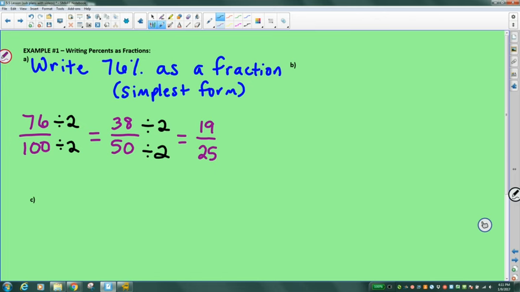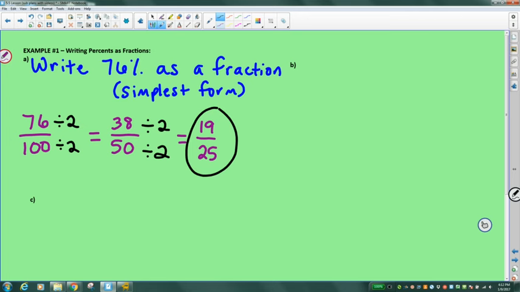Okay, look, they're not even. Neither of them are even, so 2 does not go into 19 or 25. 3 does not go into 19 or 25. 5 goes into 25, but not 19. 7 doesn't go into either, and 11 doesn't go into either. So those are the main ones I'm checking. The reason I can skip some of the other ones there is because if 2 was a factor, then I know there's a chance that 4 or 6 or 8 would have been. So I can skip some of those when I know 2 isn't a factor. Okay, so 19 25ths is simplest form for 76%.